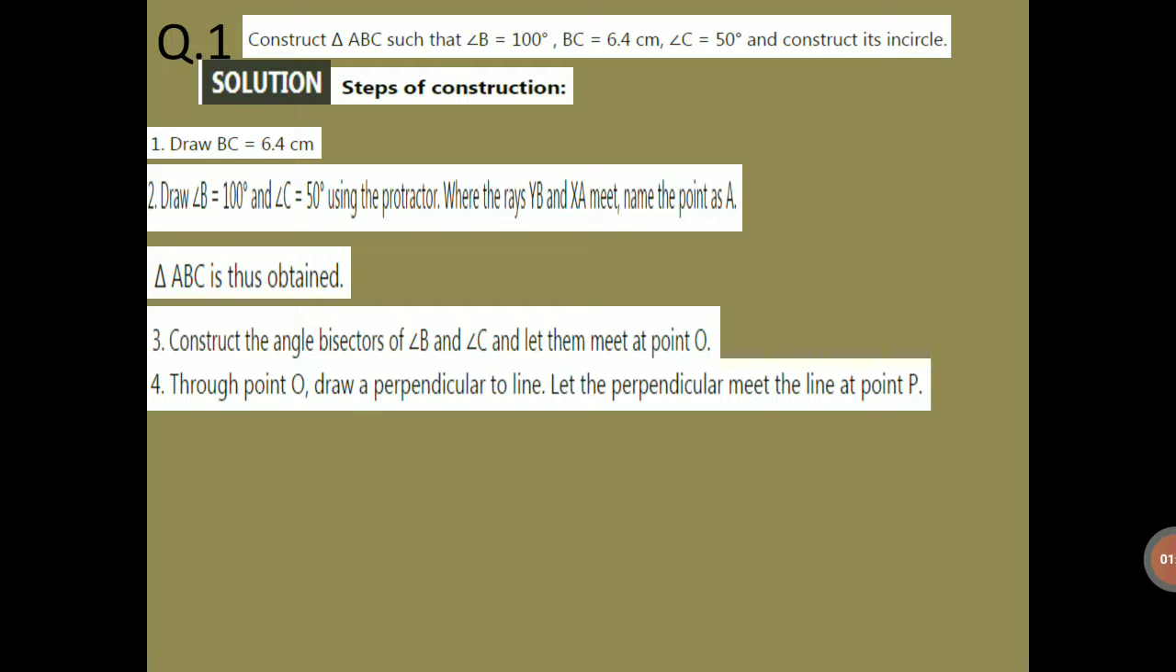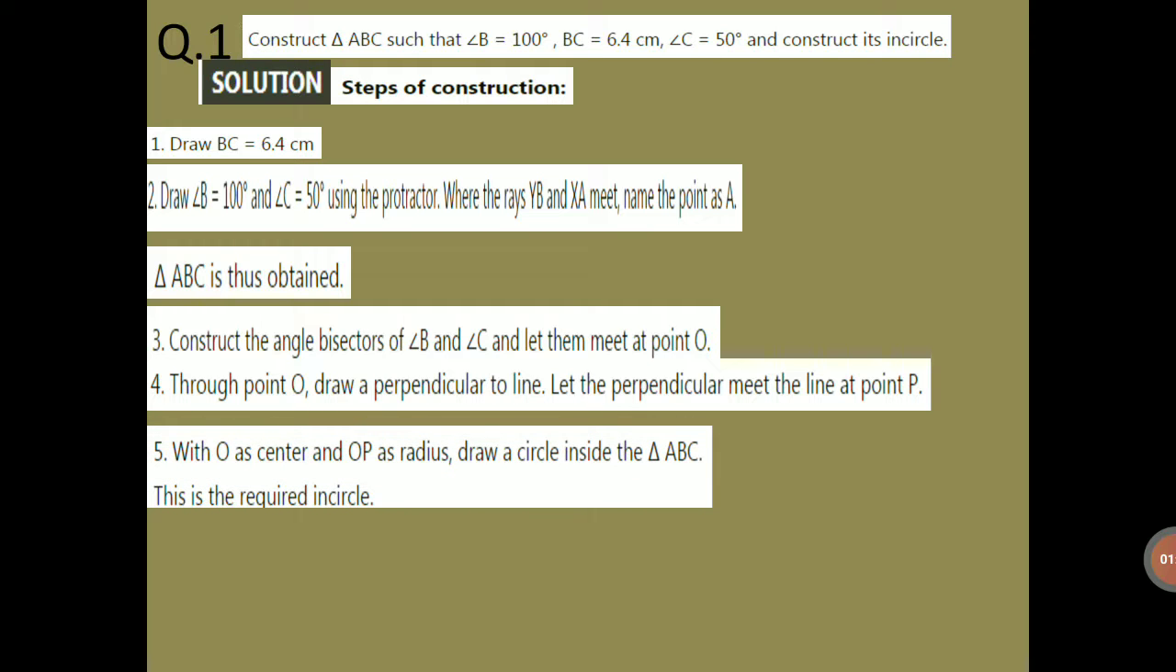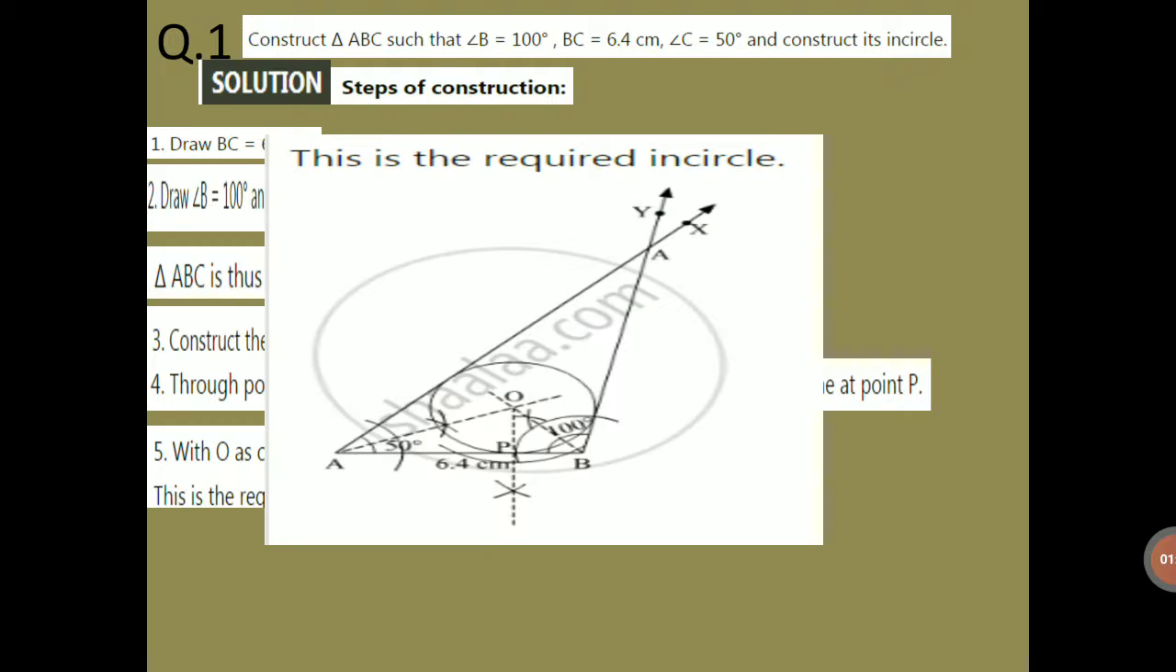Through point O, draw a perpendicular to the line. Let the perpendicular meet the line at point P. With O as center and OP as radius, draw a circle inside the triangle ABC. This is the required incircle. This is the circle which is going to be inside the triangle. According to the steps, you have to go.